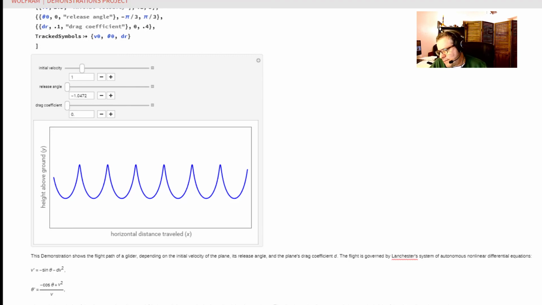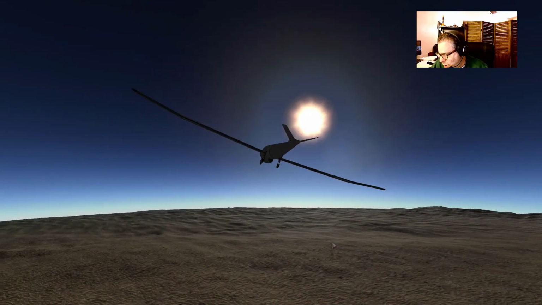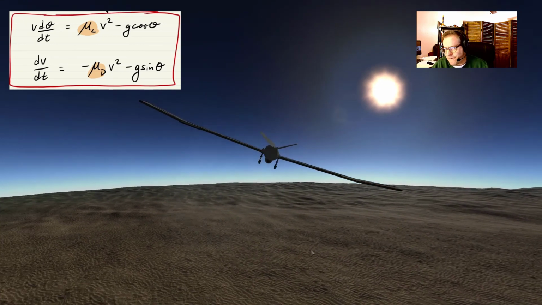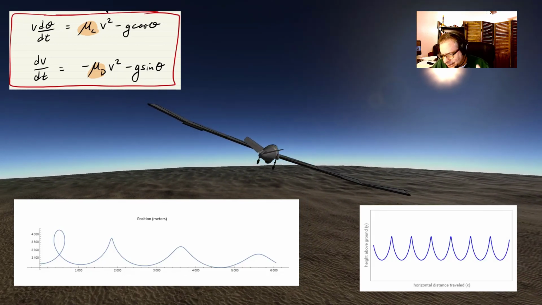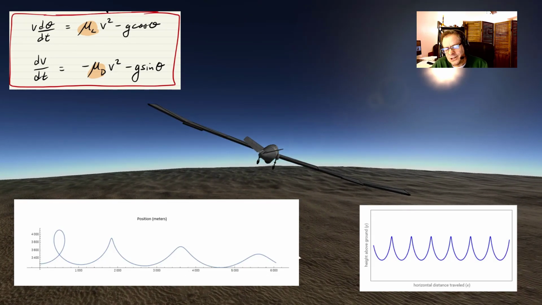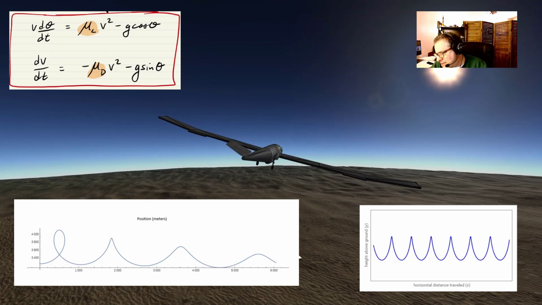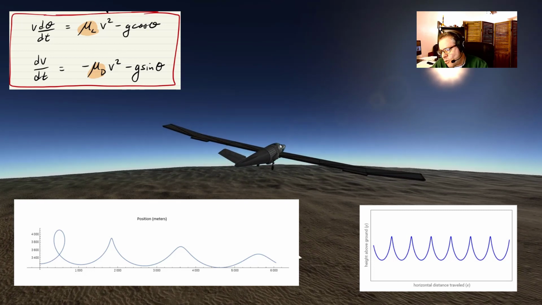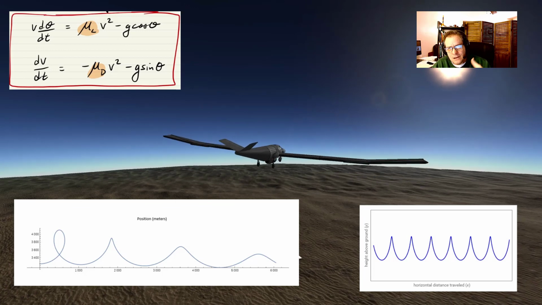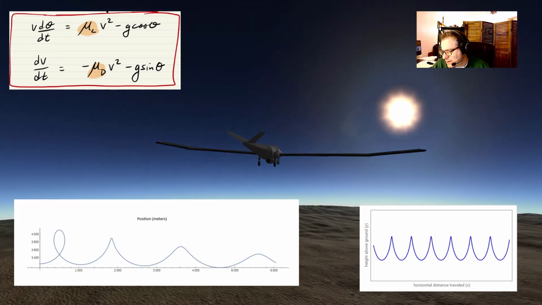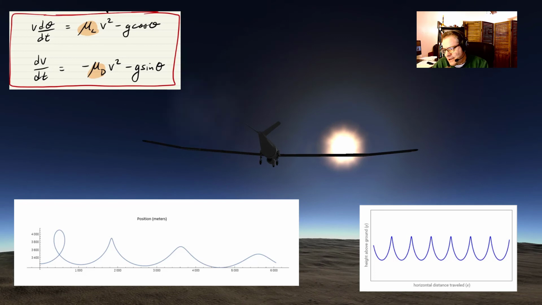So I think I'll wrap it up here. We've derived equations for the model of the flight of a glider. We've looked at lots of different solutions under different conditions, both by graphing the solutions and looking at how well they model flight in KSP. So that's enough for now. Thank you very much for watching.